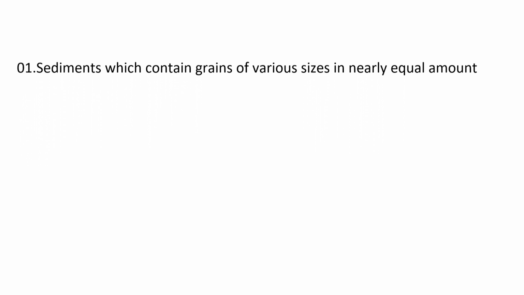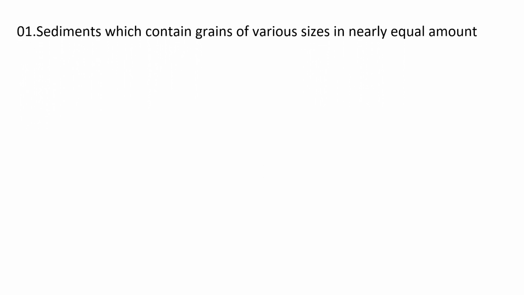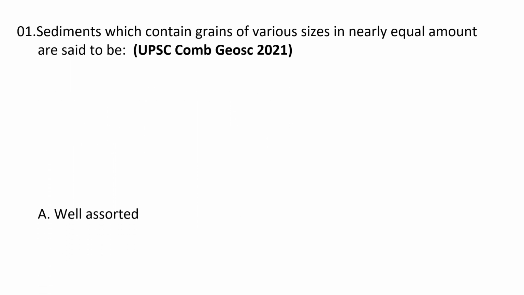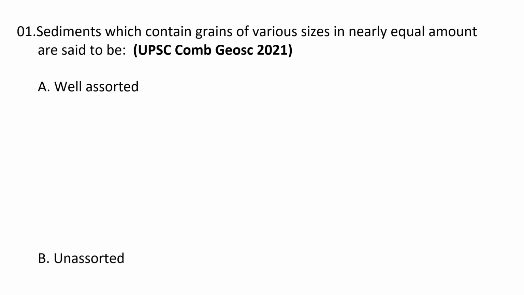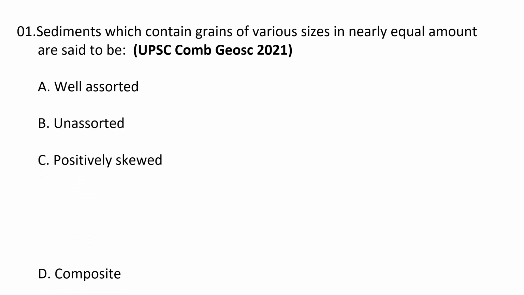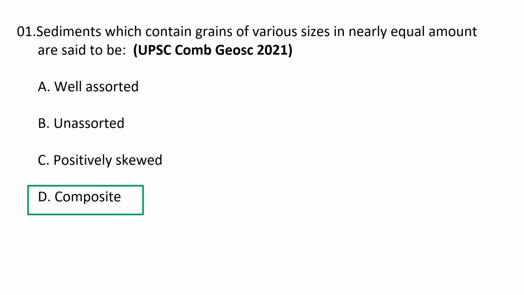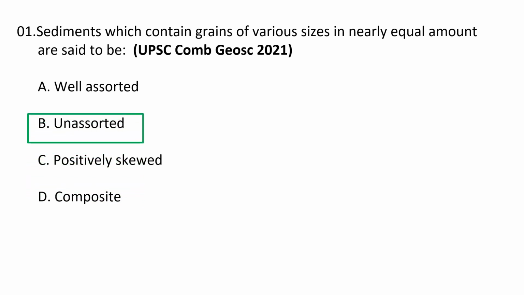Sediments which contain grains of various sizes in nearly equal amount are said to be: A. Well sorted, B. Unsorted, C. Positively skewed, and D. Composite. Sediments which contain grains of various size in nearly equal amount are said to be unassorted. If the grains in a sample sediment are the same size or nearly so, the sediment is said to be well sorted. But sediments that contain grains of various sizes in nearly equal amount are said to be unassorted. So B is the correct option.